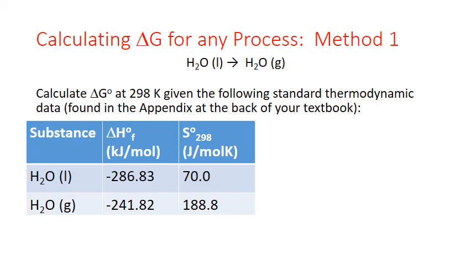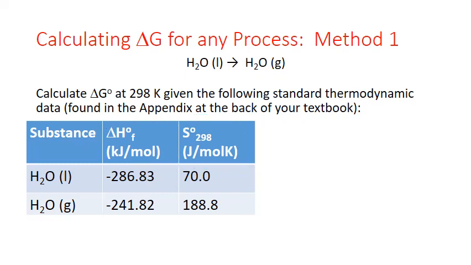Let's calculate the standard Gibbs free energy change at 298 Kelvin for the phase change of water from liquid to gas. To do this, we're going to use the standard enthalpy of formation and absolute entropy values that are found in the appendix at the back of your textbook.